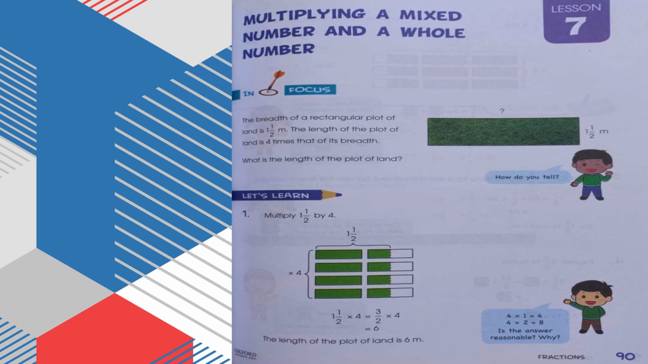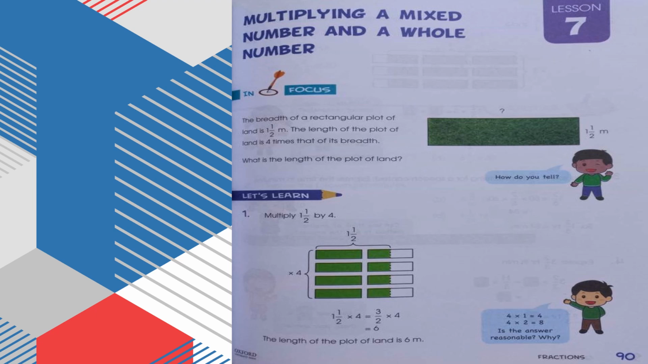So let's start with the first example, in which the breadth of a rectangular plot of land is 1 1/2 meters. The length of the plot of land is 4 times that of its breadth. So what is the length of the plot of land? In order to find out the length of the plot, we simply multiply 1 1/2 by 4, because the length is 4 times the breadth.